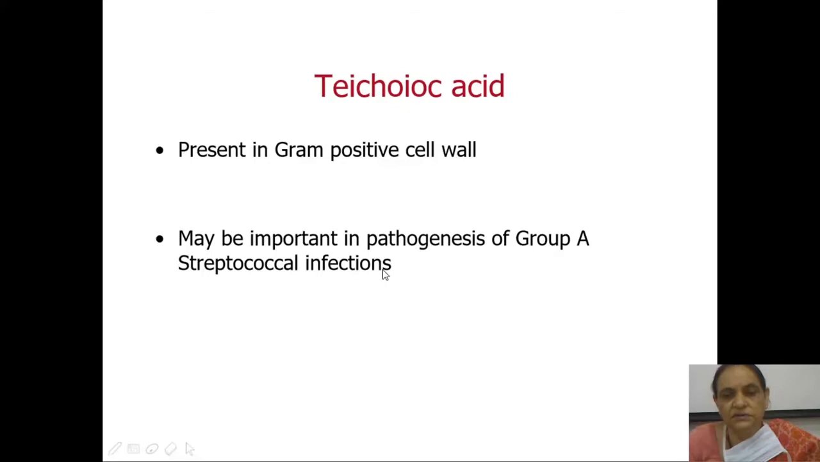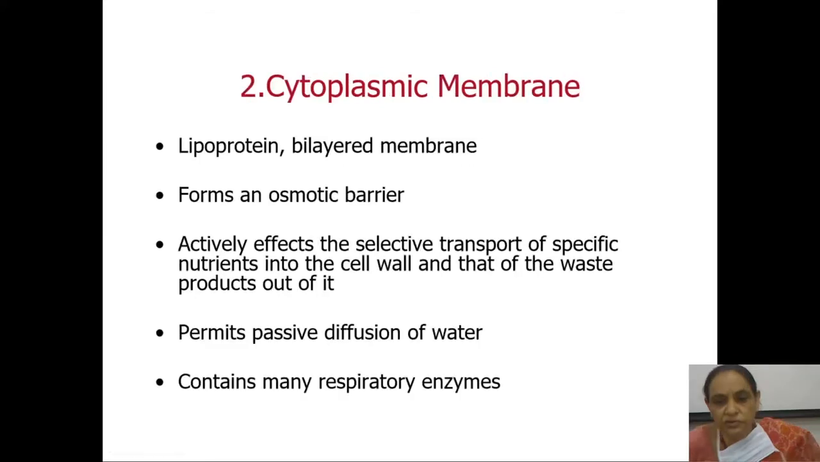So let's move on from the cell wall to the cell cytoplasmic membrane. Like any other cell structure, it is a lipoprotein bilayered membrane, forms an osmotic barrier, and actively affects the selective transport of specific nutrients into the cell and the transport outside the cell of the waste products. So this is all in your books. It permits passive diffusion of water, contains many respiratory enzymes. So this is a bacteria, all its functions and its day-to-day life.